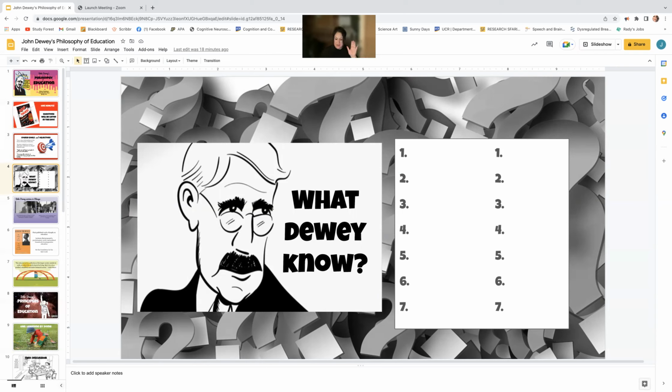What I want you to do is open up to whatever page you're on, and make 2 columns, split it right down the middle. On the left side, I want you to write however many numbers you want. And I want you to list as many tidbits as you can think of describing John Dewey, anything you know about him.